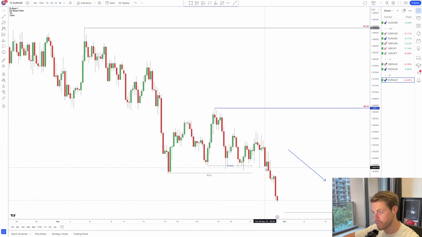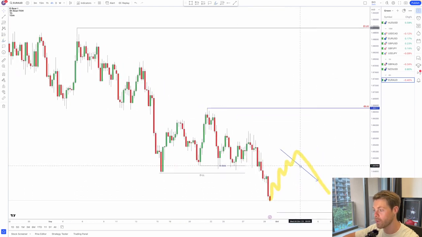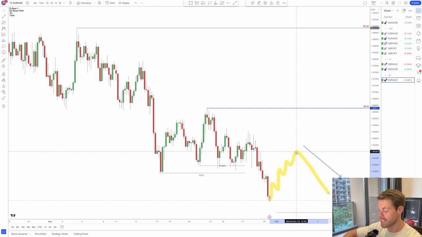But this is definitely a beautiful impulse because it is leaving behind imbalance. Would love to see a correction up and then take that 4-hour sell. So that is that long watch list.